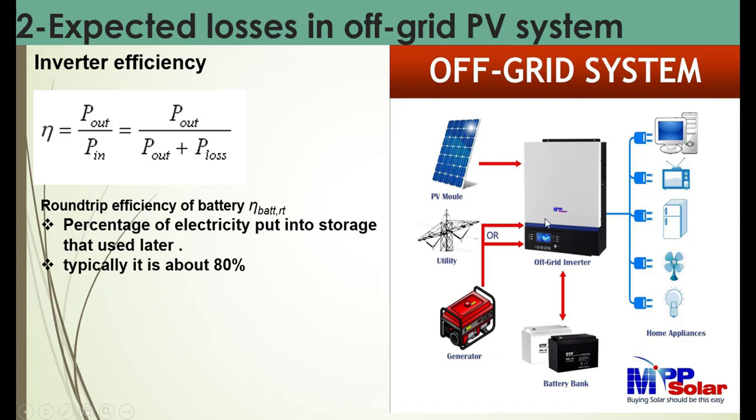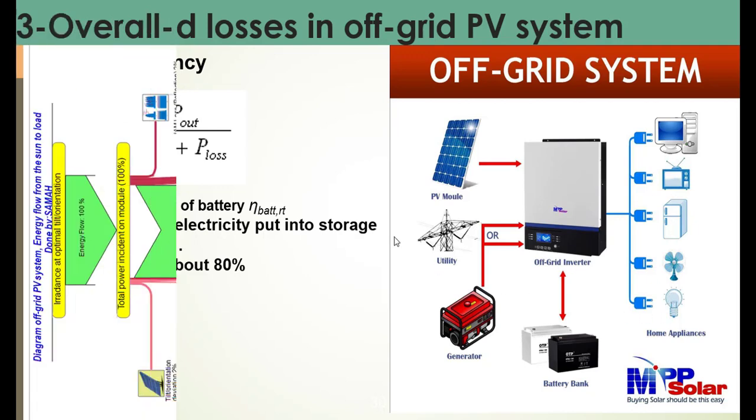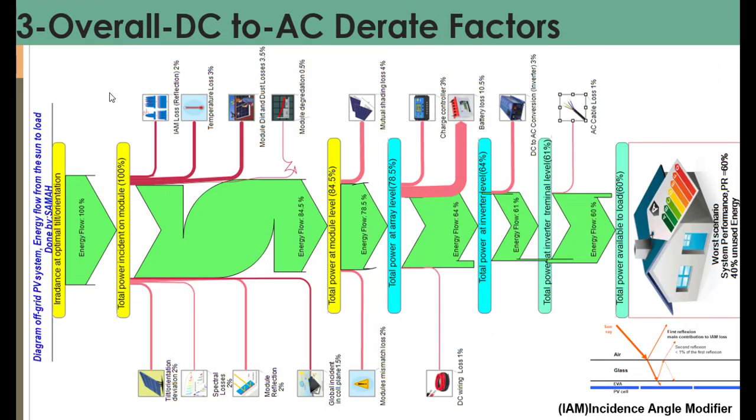As we see, this diagram represents a grid system that consists of PV modules, inverter, and this represents the utility, and the household generator, and this represents the battery bank, and this represents the electrical consumption by the appliances of the home. Now let us discuss the overall DC to AC derate factors. This is more details than before.